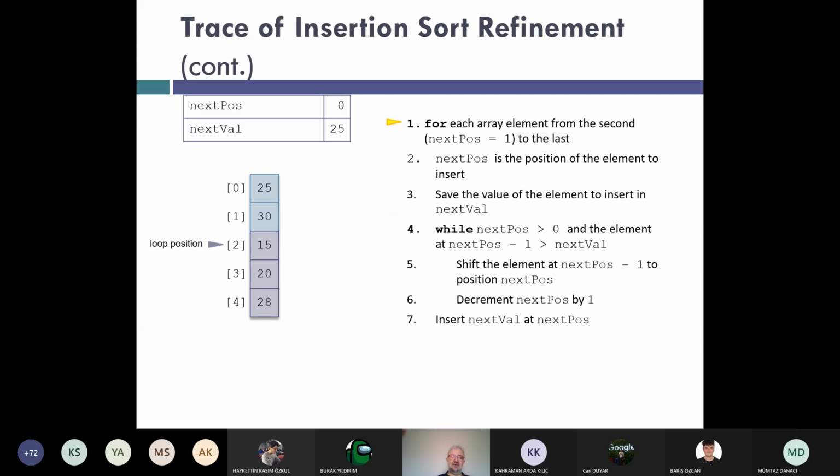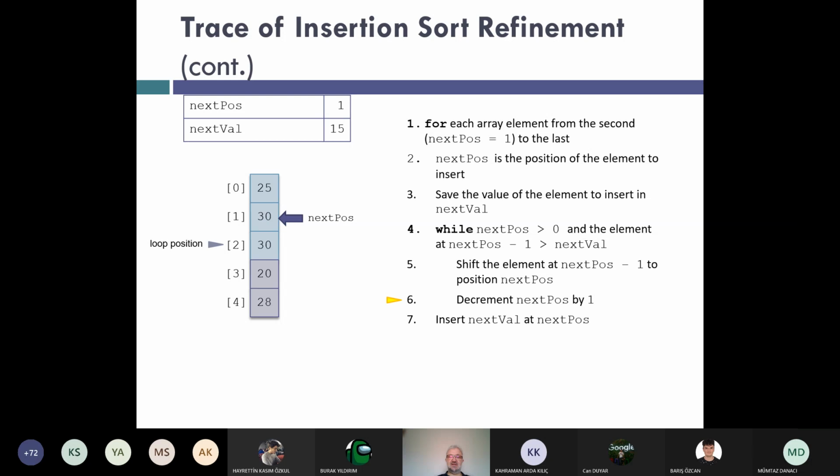In the next iteration of the for loop, we are going to insert this 15 in this sorted array, right? So next pos points to 15, and this value 15 is put aside here. And in the while loop, since next pos is greater than 0 and this 30 is greater than 15, we perform shift operation and decrement next pos.